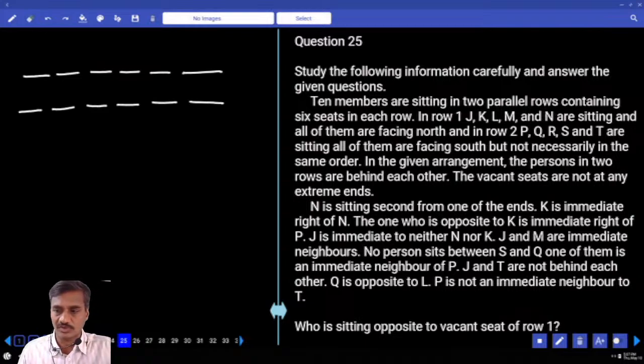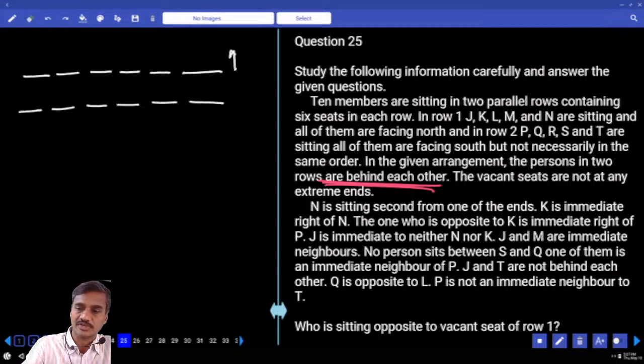Now in the first row, J, K, and the other elements are all facing north, and P, Q, R, S, N, T are all facing south. Now in the given arrangement, the persons in the 2 rows are behind each other. The persons are behind each other. That means this is row 1. Now in this row 1, who are the persons? J, K, and the others. And this is row 2. Now in this row 2, P, Q, R, S, N, T are there. They are behind each other. They are not facing each other.